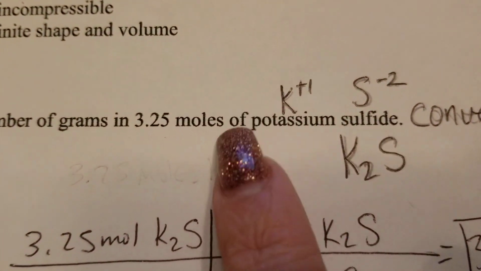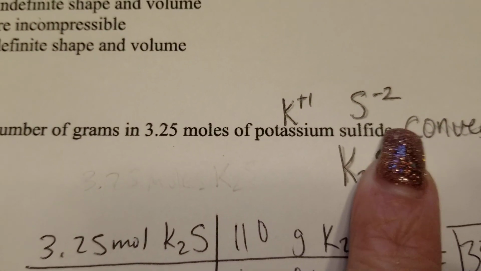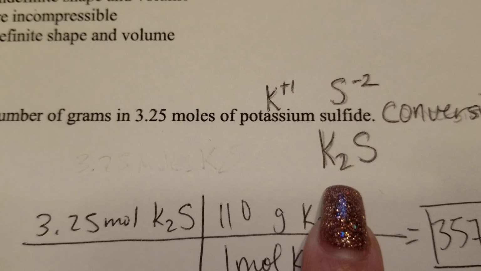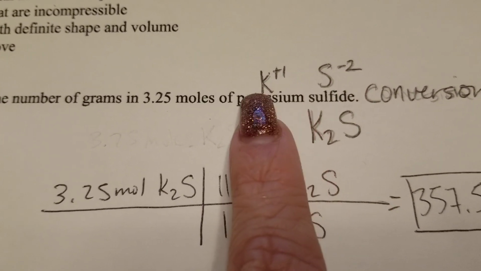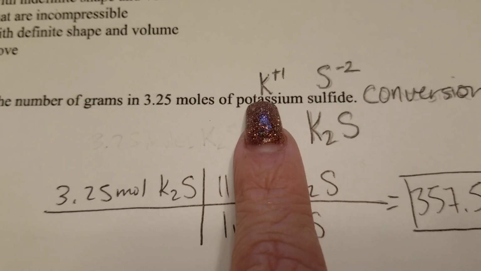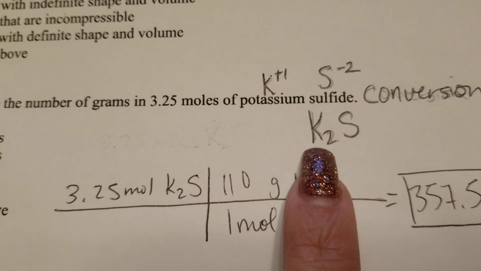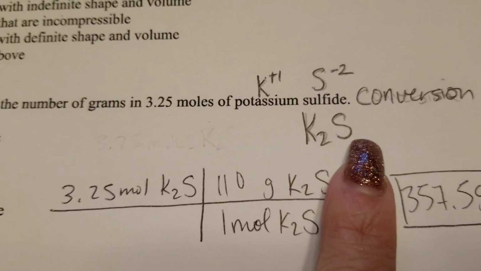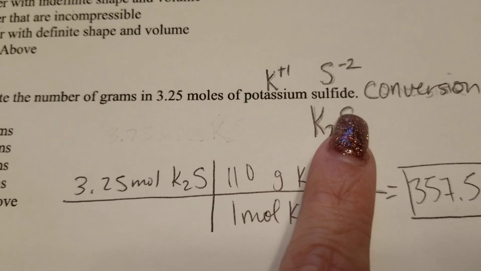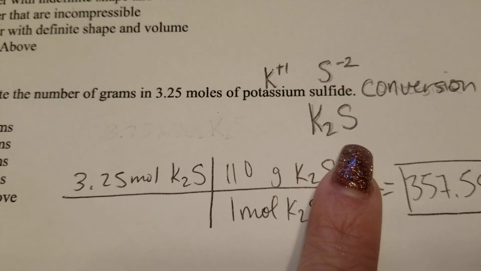So you should know that K is +1 and S is -2. Well, the charges need to cancel. They don't. So you're going to need 2 of the potassiums. You're going to need 2 Ks for 1 S. That's how I got K2S. So potassium sulfide is K2S.